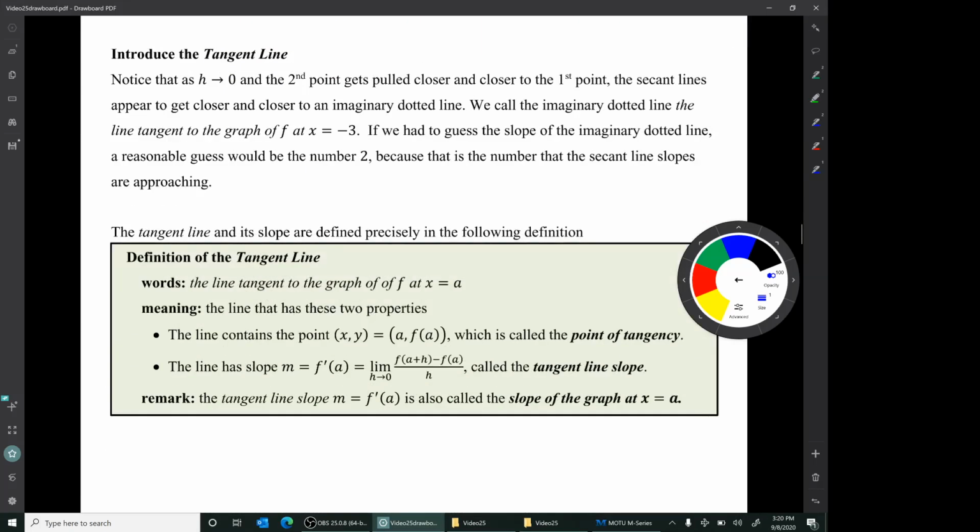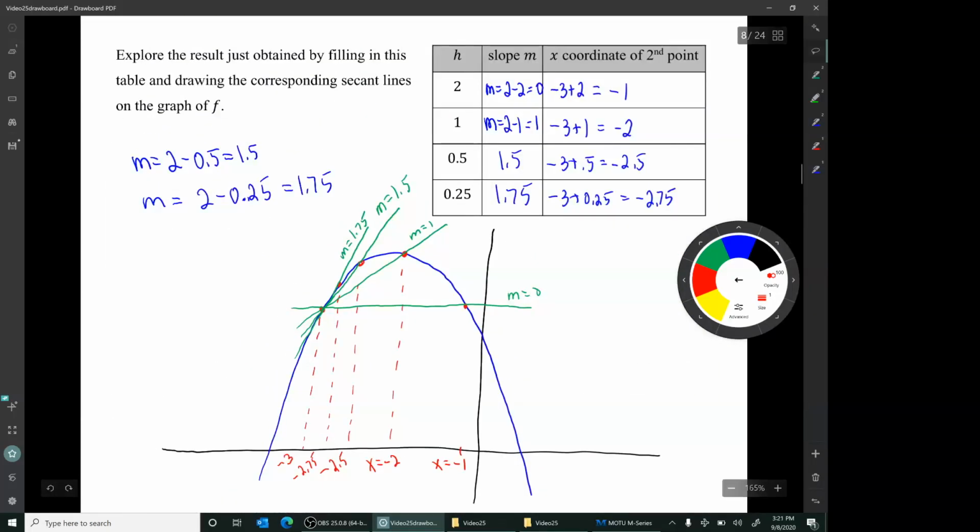Notice that as h gets closer and closer to 0, and the second point gets pulled closer and closer to the first point, the secant lines appear to be getting closer and closer to an imaginary dotted line. Let's go back up to the graph and draw in that imaginary dotted line. Now I'm not going to draw it dotted, I'm going to draw it solid so I can erase it more easily.